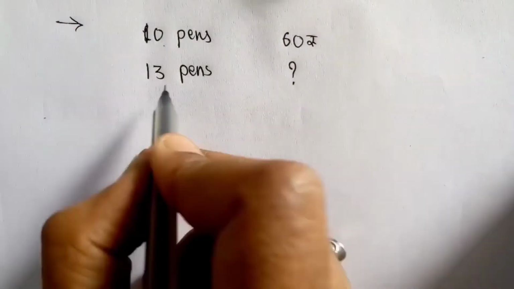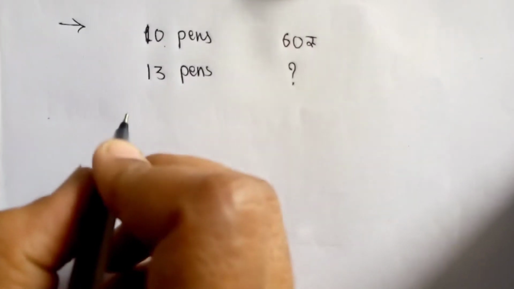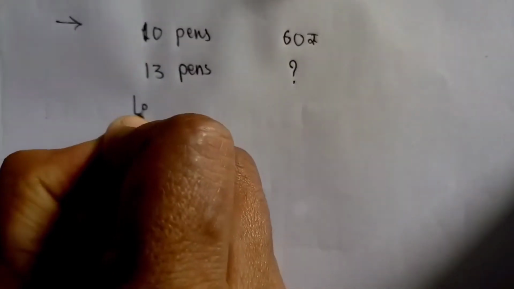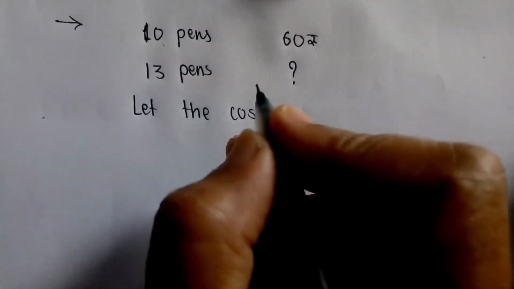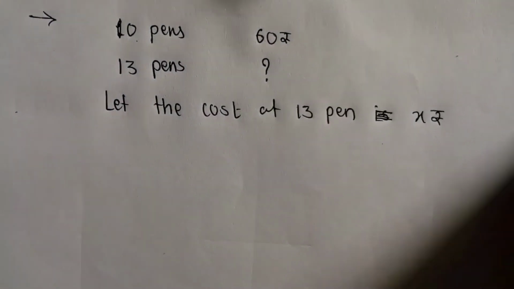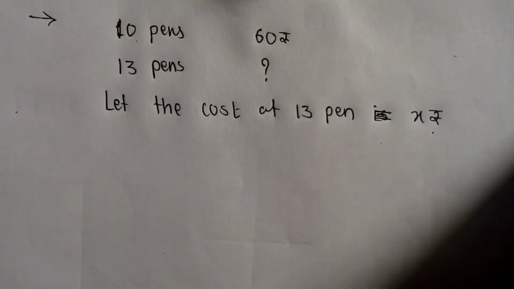So we will consider the cost of 13 pens. We don't know the cost of 13 pens, so we will consider that cost. Let the cost of 13 pens be X. Means I don't know the cost of 13 pens, so I consider that cost rupees X.